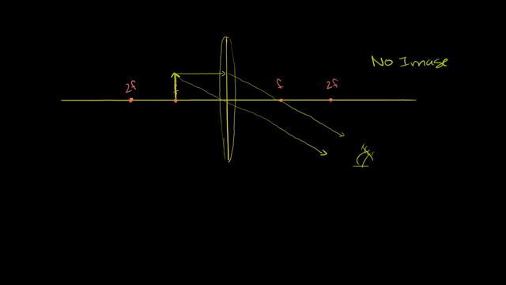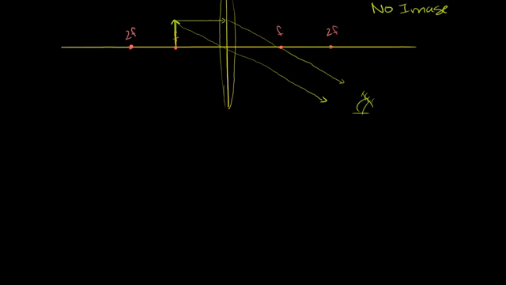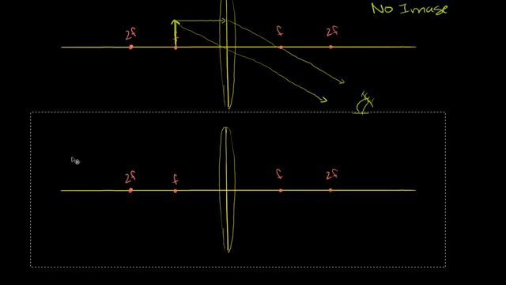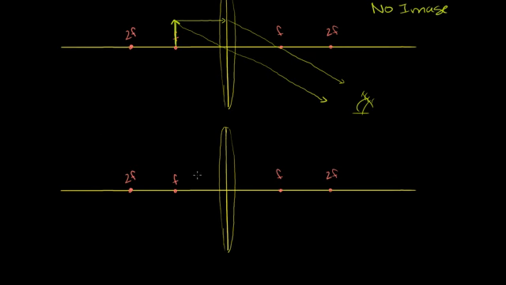Now the last case is, let me draw this. I'm running out of space. Let me just paste it over here. So the last case, let's put the object less than 1 focal distance away. So let's put the object right over here and think about what happens.